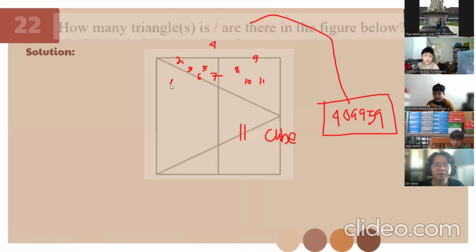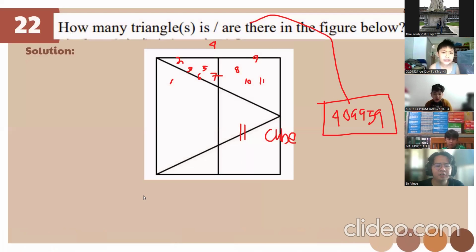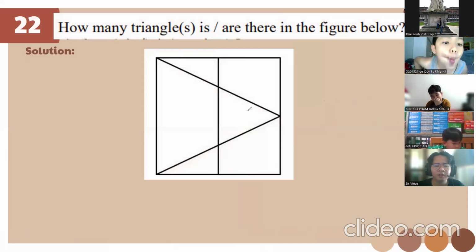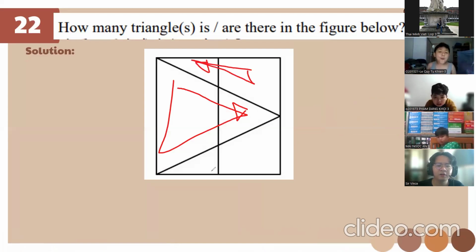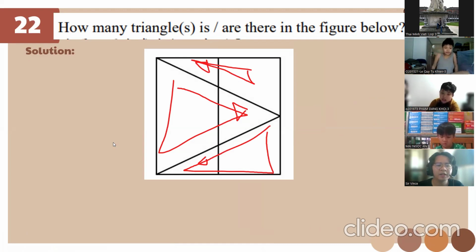Okay. Now we have here, how many triangles, class? So we have 1 and 2, 3 and 4, 5 and 6. So it's just 6 triangles. Okay, I'll get back to 21 right after this. Yes, 6 triangles for this.